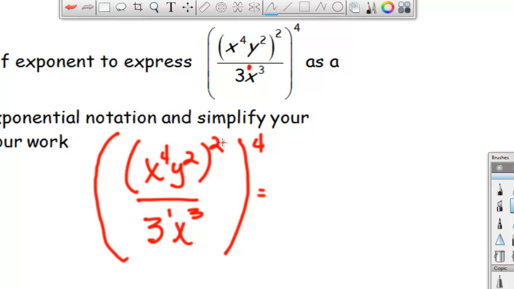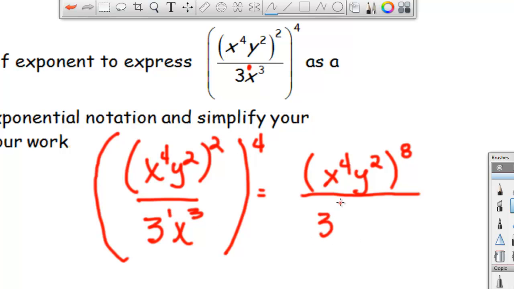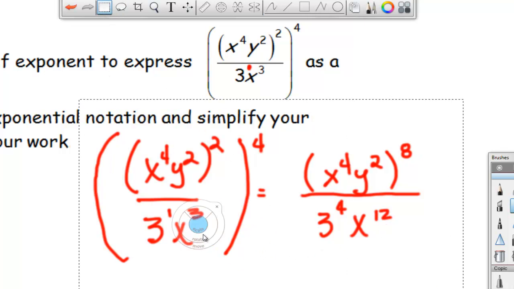So 4 times that 2, that will give me x to the 4th, y squared, all raised to the 8th. This down here will be 4 times that 1 would give me 3 to the 4th power. 4 times that 3 would give me x to the 12th. Now, are you okay with that so far? Let me move this over.